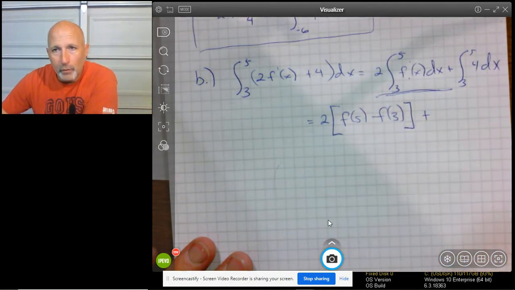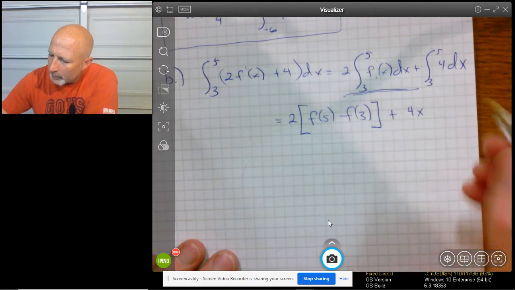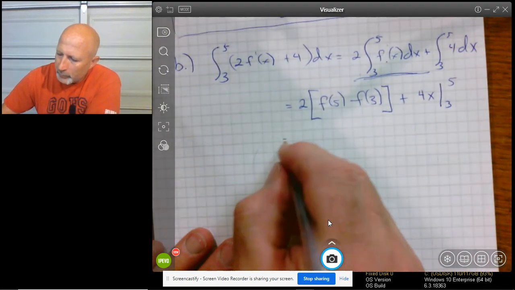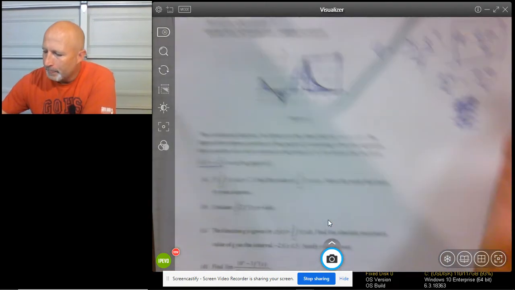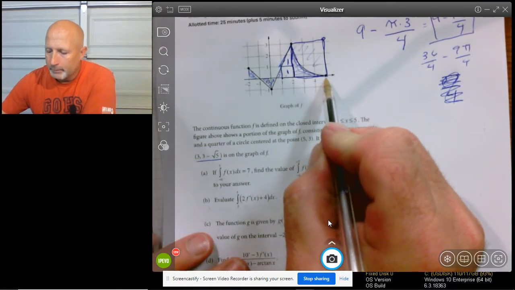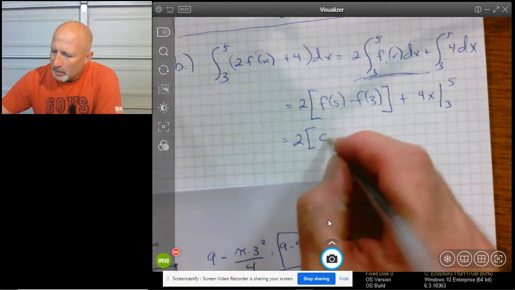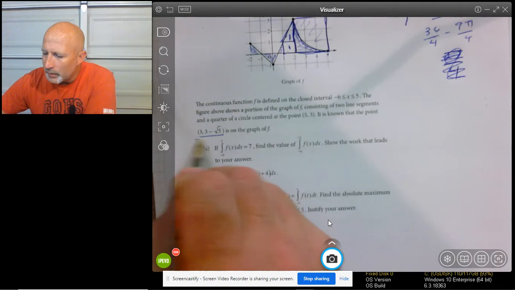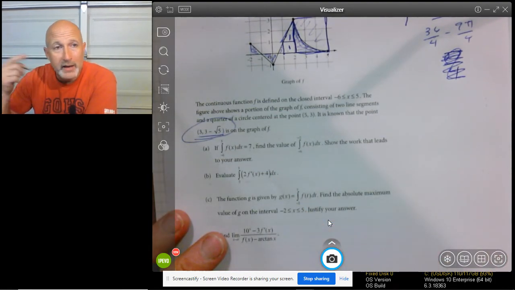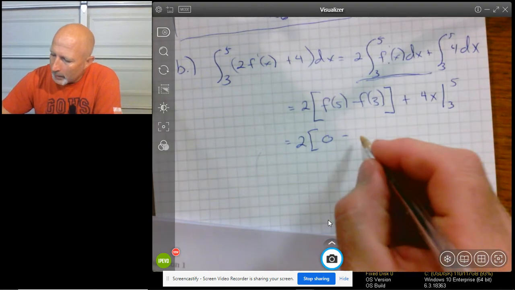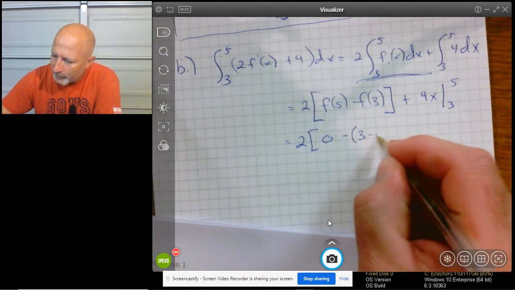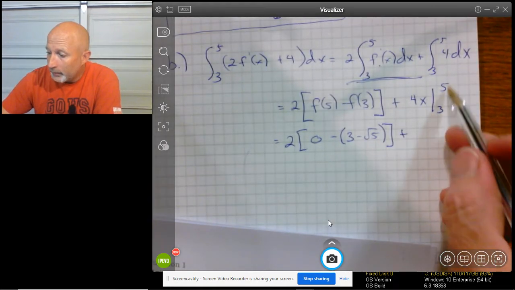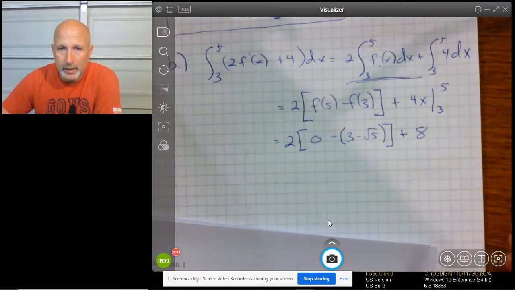And then plus the integral of 4 is just 4x, and this is evaluated from 3 to 5. So this is 2 times f of 5. So go to the graph. F of 5 is 0. So that's 0. Minus f of 3. F of 3 is right here. I don't know what that point is, but I do know it because it gives it to me right there. It's 3 minus the square root of 5. So this would be minus 3 minus the square root of 5. And then plus, so you're going to have 20 minus 12, which gives you 8.